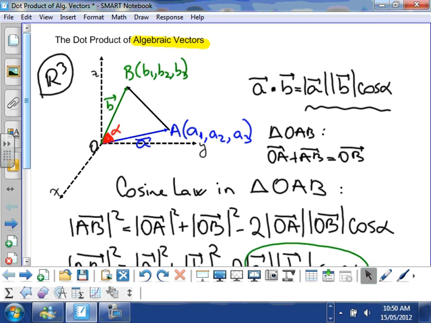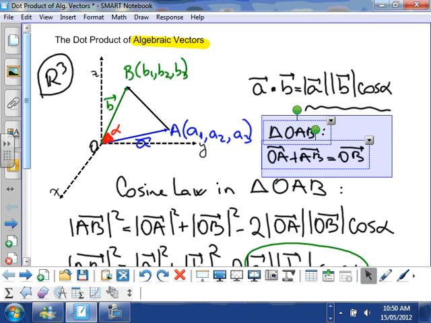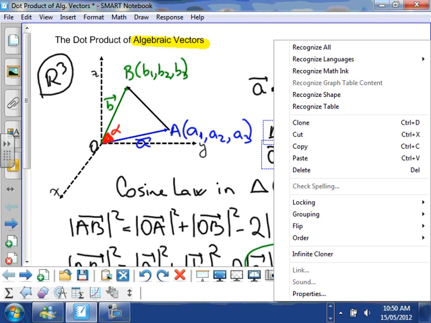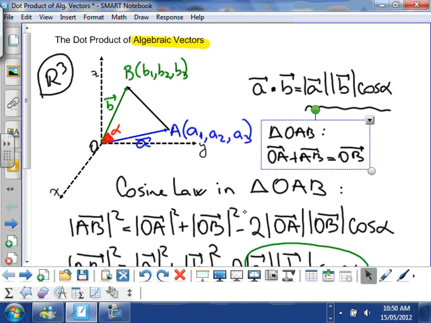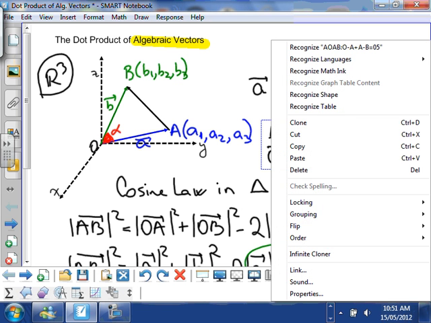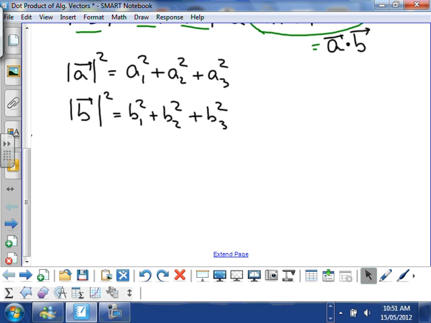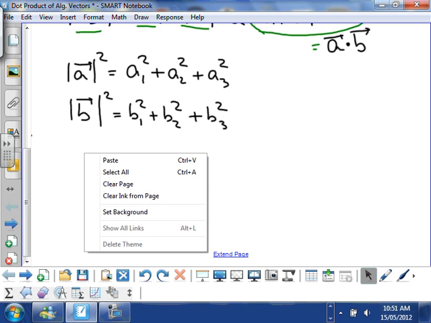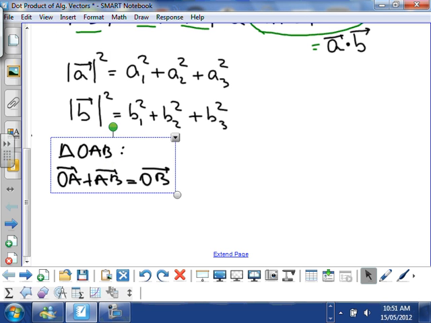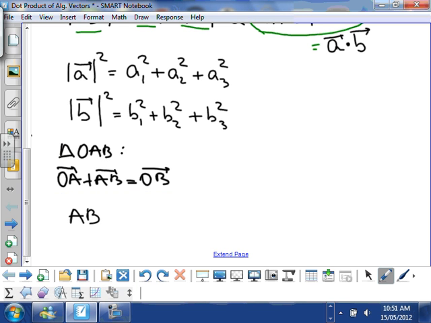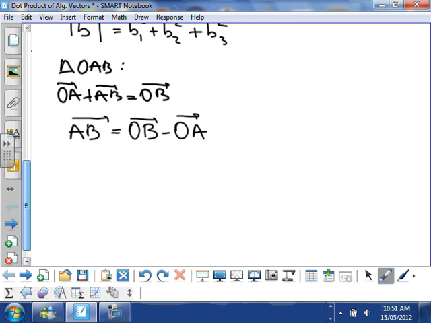Or, in other words, let's group these and let's take them with us down. Okay, so let's move on. In other words, I can write that vector AB is nothing else but vector OB minus vector OA. Well, you knew that. It's not a surprise for you.